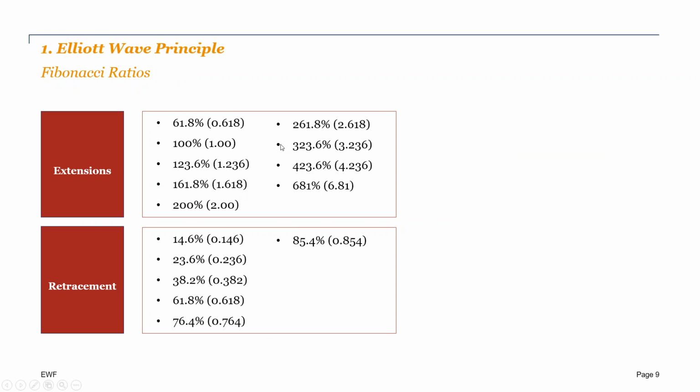The most important thing though is this. This is what you need to be aware of. This is the most important ratio, right? For retracement, you have 14.6%, 23.6%, 38.2%, 61.8%, 76.4%, and 85.4%. Nowadays, there is one other retracement level that is not Fibonacci, but also very important, also often used, which is 50%. So this is the typical ratio for retracement.